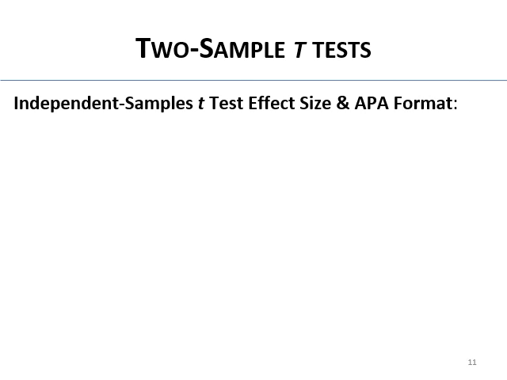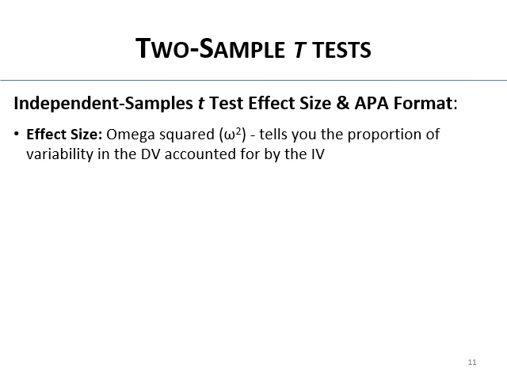So let's take it all the way home. Independent samples t-test. Let's do our effect size and our APA format. So our effect size is called omega squared, which we affectionately call butt squared. It tells you the proportion of variability in the DV that's accounted for by the IV. So it's very meaningful. It can go from 0 to 100, right? 100% would be all the variability in the DV is accounted for by whether they got IV level 1 or IV level 2.